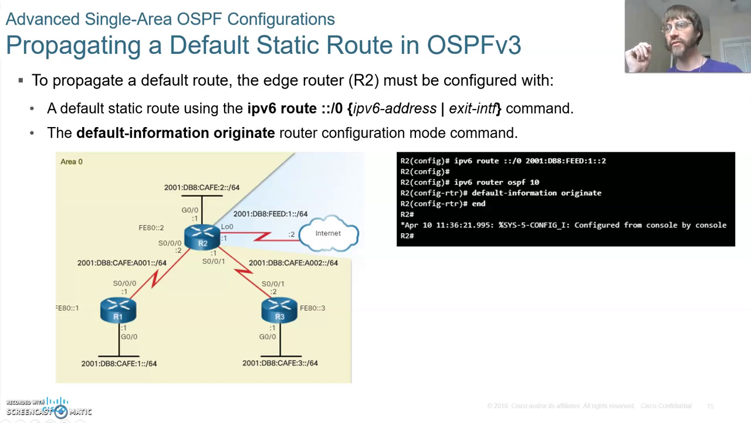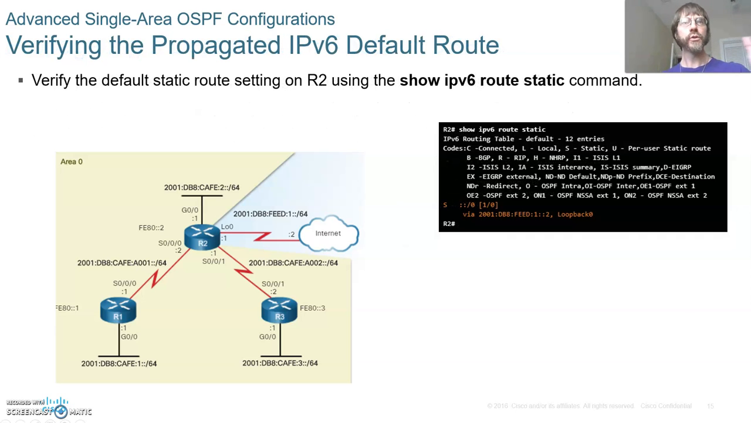And of course, you can verify it the same way. Show ipv6 route static, and you'll see that static route at the bottom. If you do this anywhere else, you'll see an external route like OE1 or OE2 to indicate that it is a route that is coming into the OSPF process from the outside.